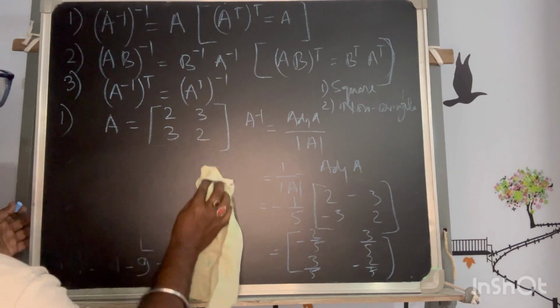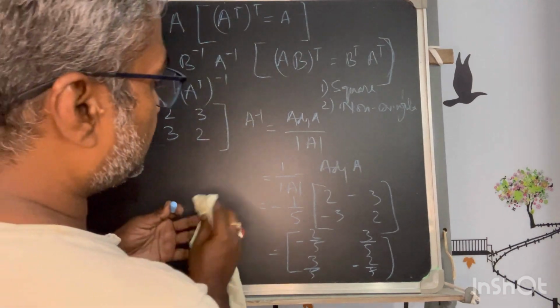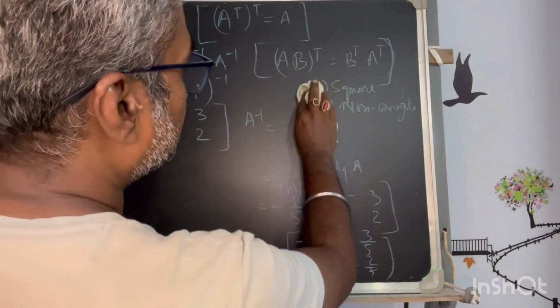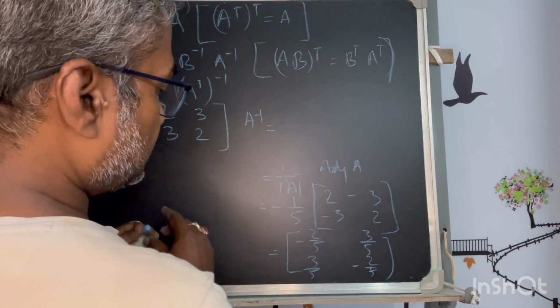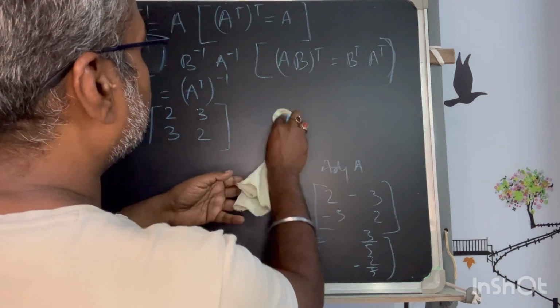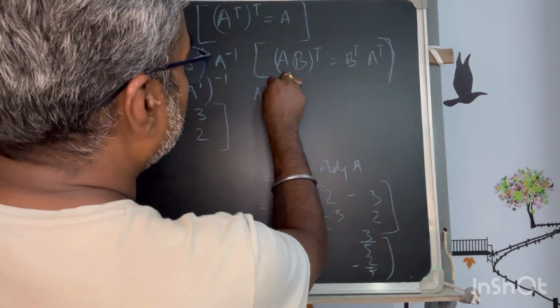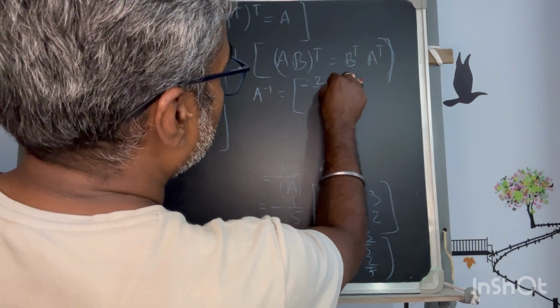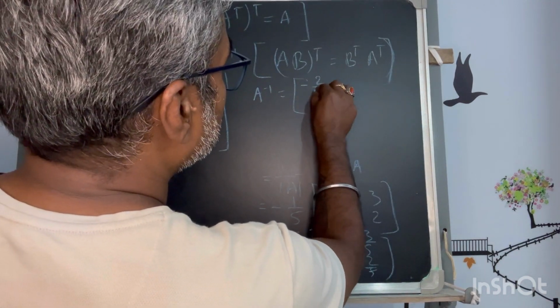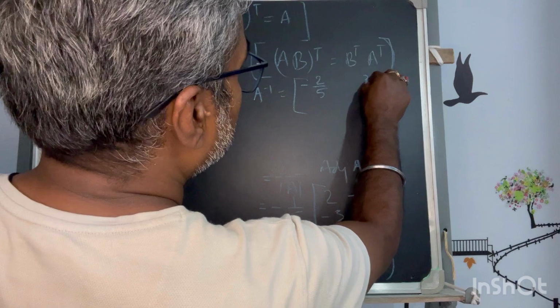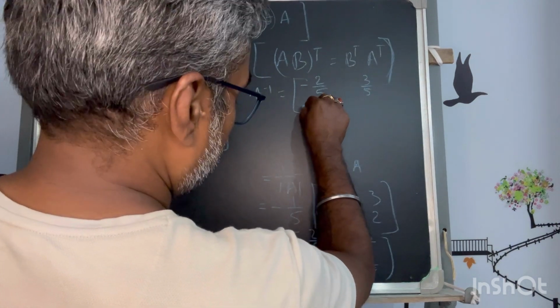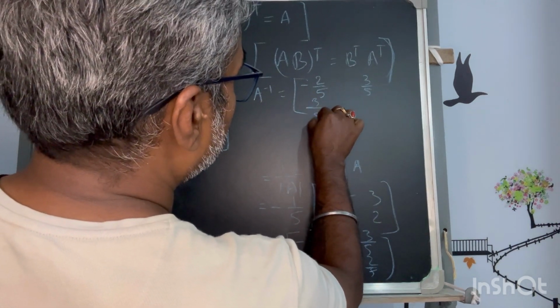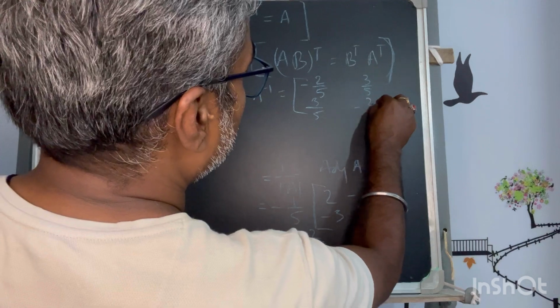Ultimately I will rub all this, because for the next part I need this part of the board. So A inverse becomes, I will keep it a little up there: minus 2 by 5, 3 by 5, 3 by 5 again, and here minus 2 by 5.